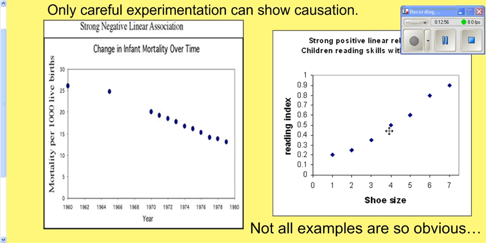The older the child is, the larger their shoe size. And the older the child is, on average, they can read better. So that's your lurking variable. So your shoe size does not cause you to read better. Is there a relationship, an association here? Yes, but one does not cause the other.